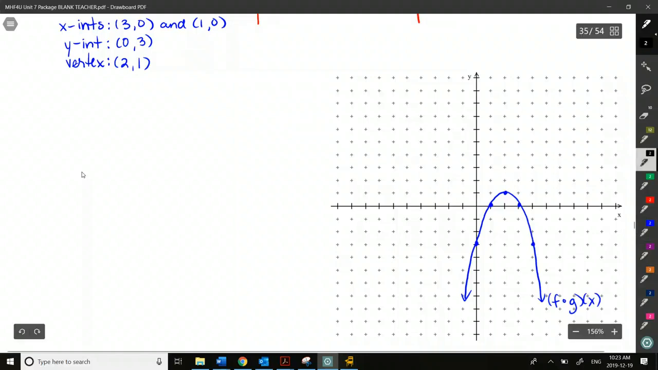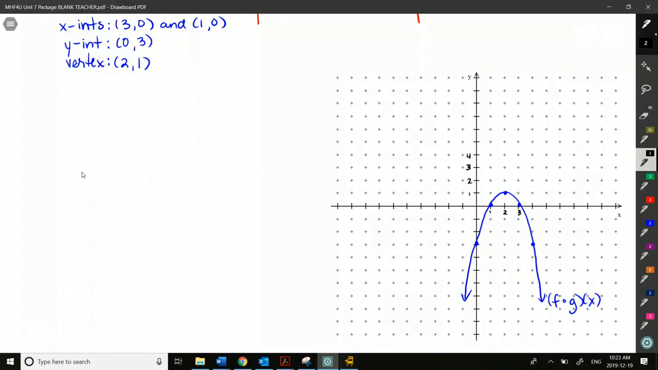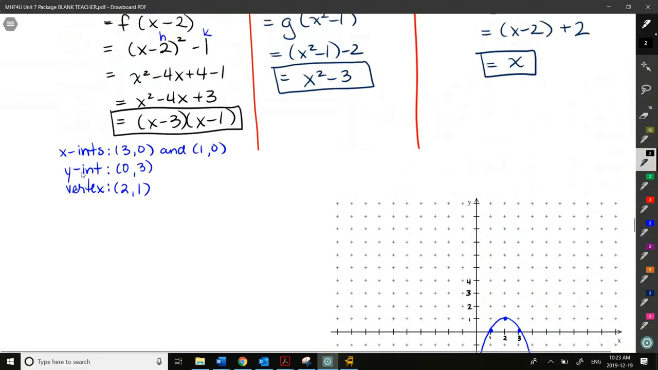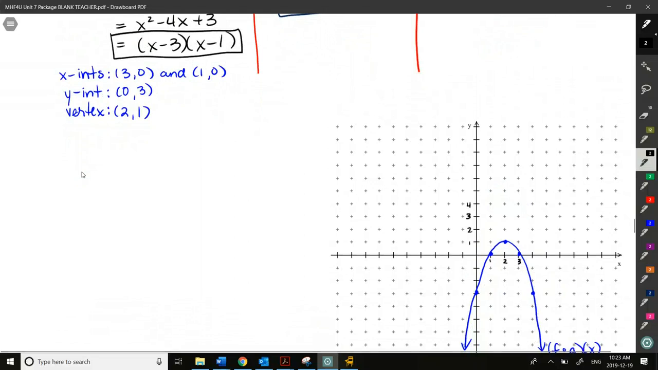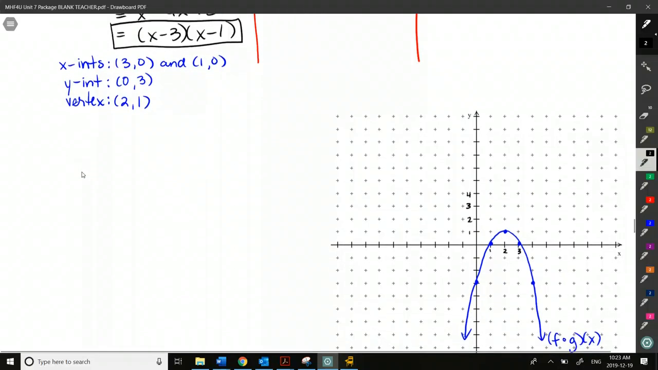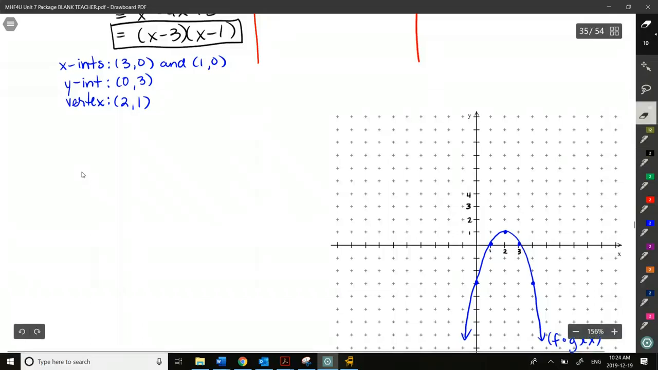Okay, and I'm just assuming here that my scale is going by ones on both the x and y axis. Oh, what did I do wrong here? Oh yes, sorry guys, I made a mistake here.